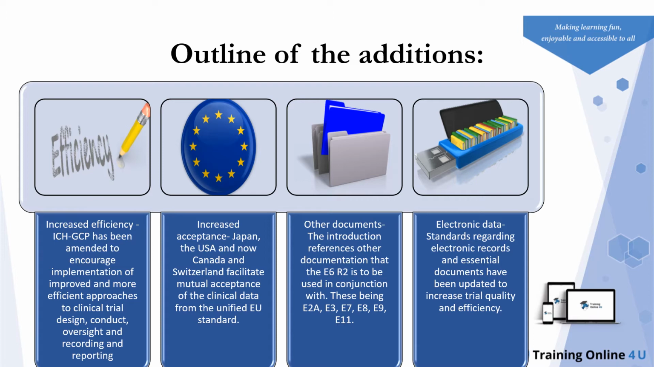Secondly, increased acceptance. Japan, the USA and now Canada and Switzerland facilitate mutual acceptance of the clinical data from the unified EU standard. Thirdly, other documents. The introduction references other documentation that the E6R2 is to be used in conjunction with, these being E2A, E3, E7, E8, E9 and E11. Electronic data. Standards regarding electronic records and essential documents have been updated to increase trial quality and efficiency.